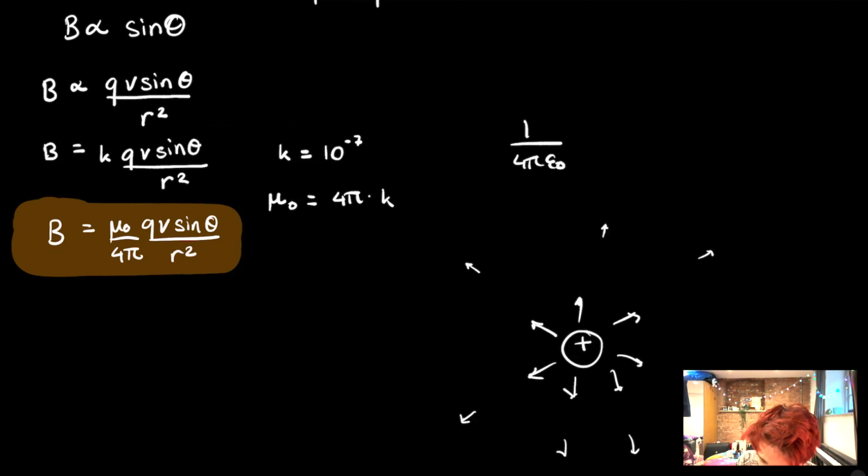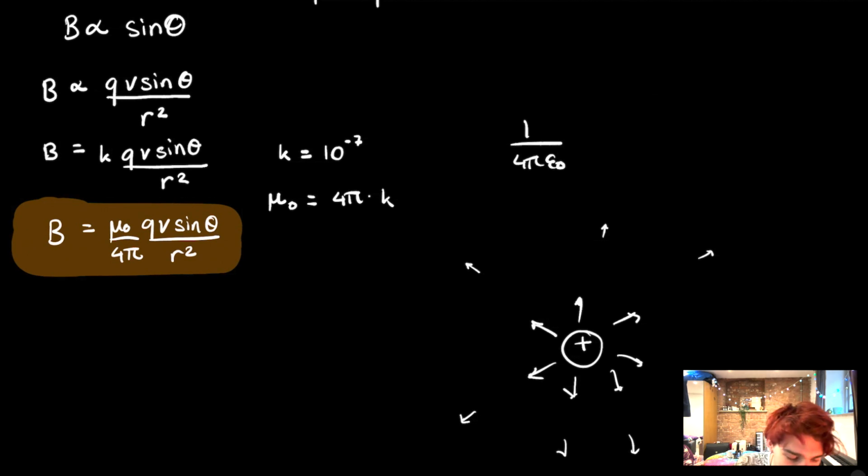And so how are we going to vectorize this equation right here? Well, we notice that b is proportional to the sine of theta. And whenever we have something proportional to sine theta, we can actually refer to the cross product of two vectors.